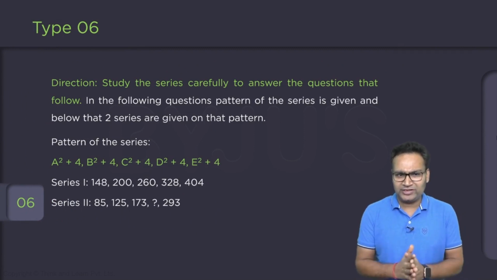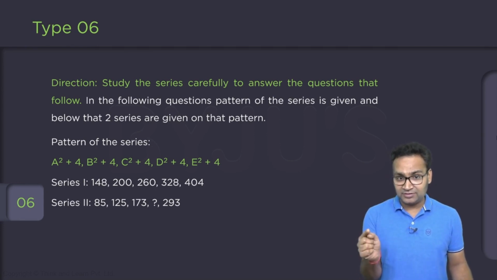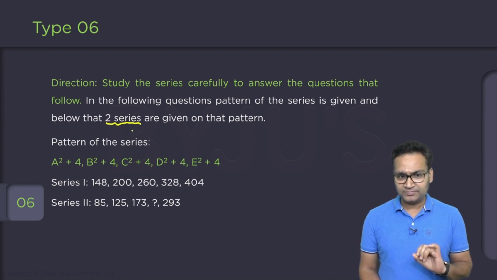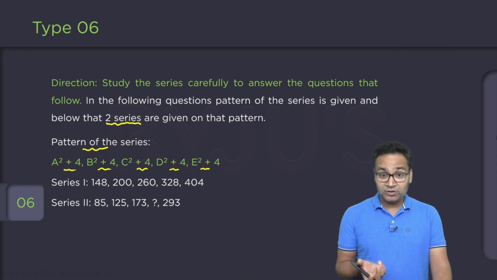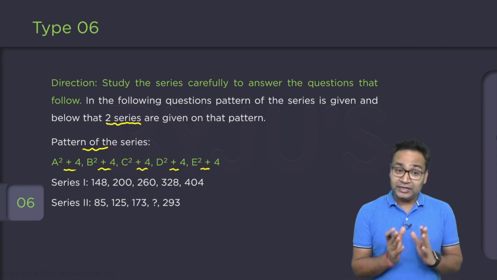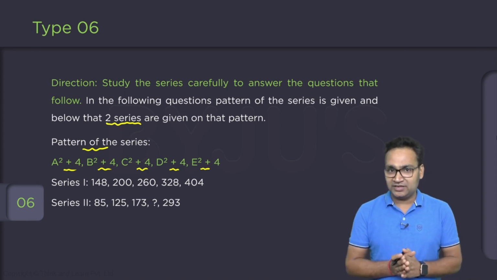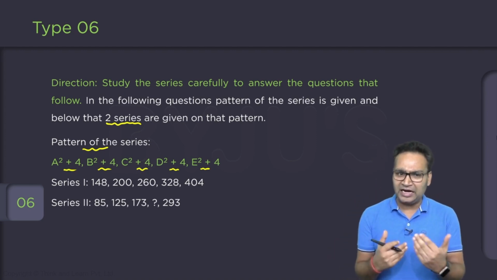If you look at this question, in the following question pattern, two series are given. If you look at the pattern, it is a square plus 4, b square plus 4, c square plus 4, d square plus 4, e square plus 4. So this is a little different from the kind of question we have already seen. In this question, the pattern is already given, followed by two series. So let's see what exactly the question is demanding of us before I start doing anything.